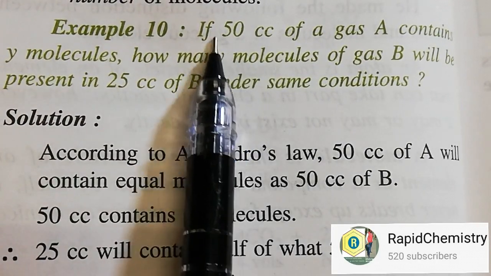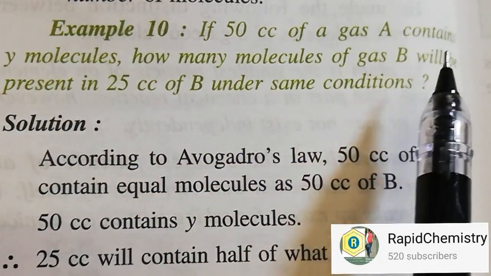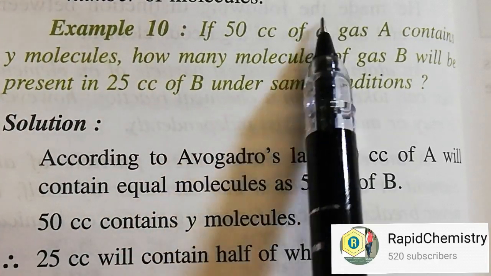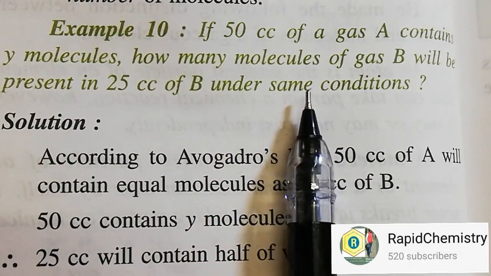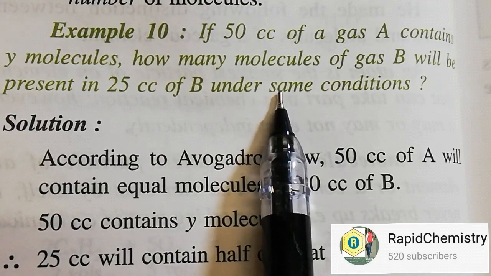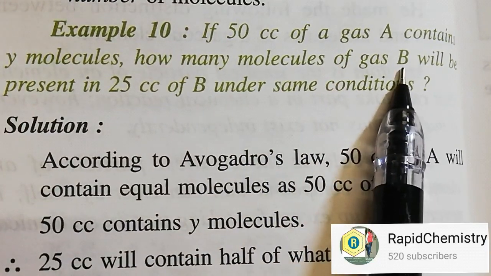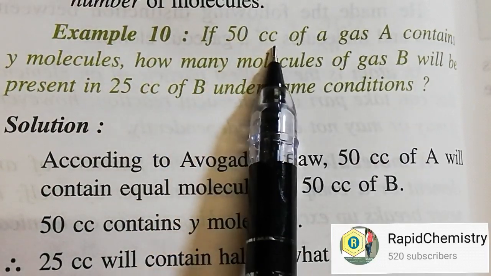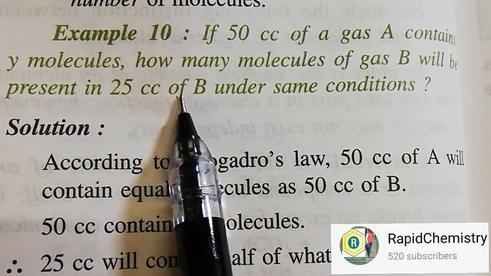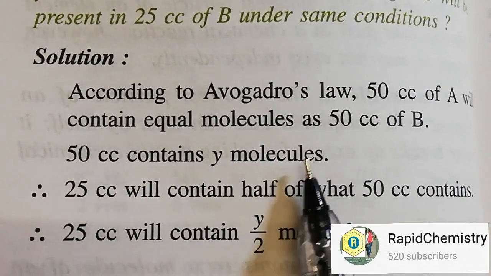Let's see what is written. If 50 cc of a gas A contains Y molecules, how many molecules of gas B will be present in 25 cc under the same conditions? You know that is Avogadro's law, where it states that equal volumes of all gases have the same number of molecules. So if 50 cc has Y molecules for A, similarly for B 50 cc will have Y molecules. So 25 cc would be just half of that, that is Y by 2. And the same is done here. Hopefully you got it.